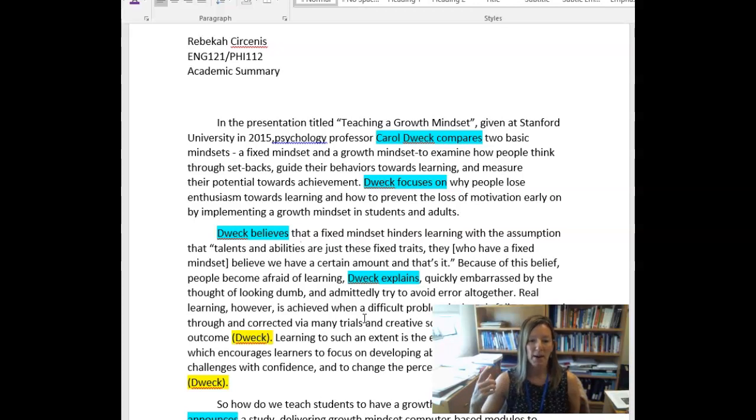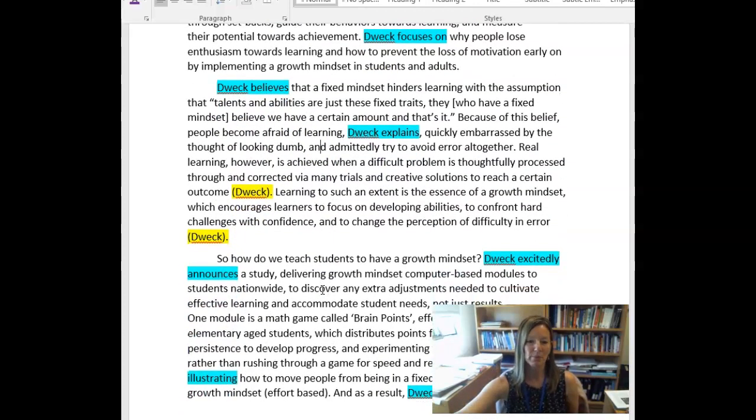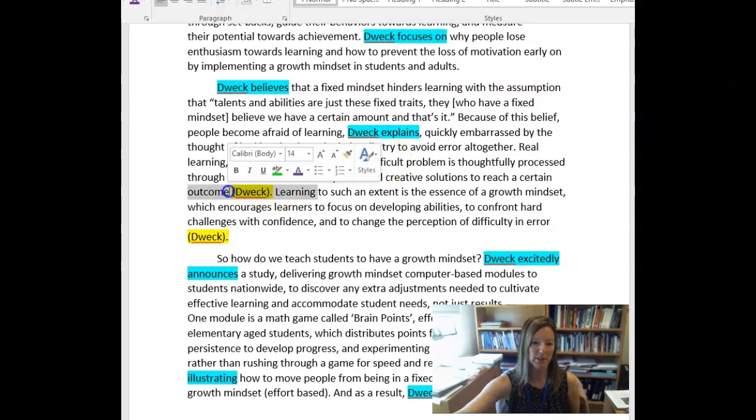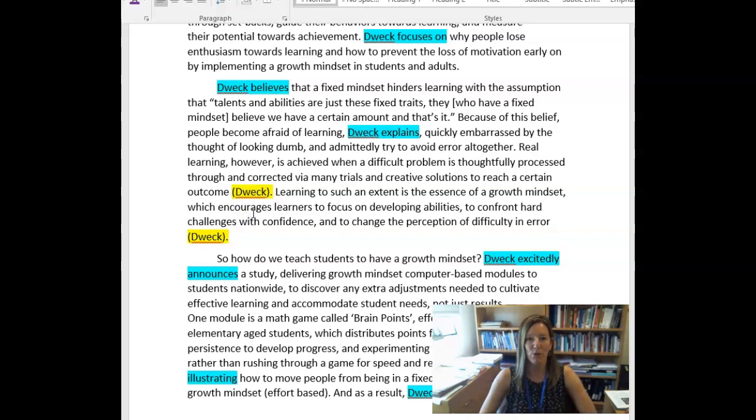Now, another thing you can do, if you feel like you are getting repetitive and you don't want to just rely on those author tags right in the sentence, you could use something called a parenthetical citation. I'm sure you're familiar with this from high school English. This is where we just credit the author for their words and or ideas at the end of the sentence. If you look at this sentence right here, it says, real learning, however, is achieved when a difficult problem is thoughtfully processed through and corrected via many trials and creative solutions to reach a certain outcome. So this is Rebecca putting that idea in her own words, but it's not her idea to begin with.